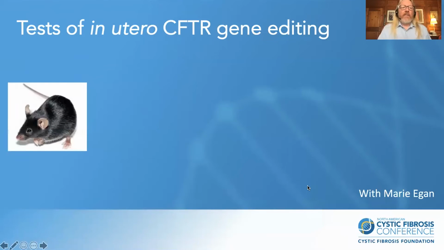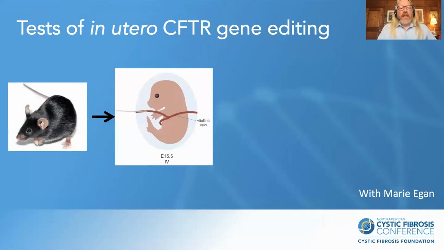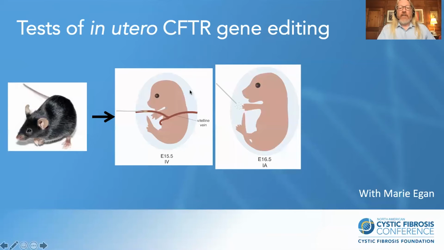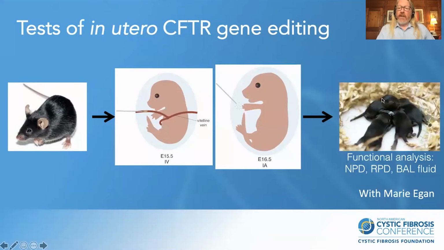So based on this, we decided to test the possibility of in utero gene editing in the delta 508 mouse. The idea here was to inject nanoparticles intravenously at gestational day E15.5, as shown here, or to inject them intraamniotically at gestational day 16.5, which is after the fetus has started breathing the amniotic fluid. And then we would test the mice after they were born for nasal potential differences, rectal potential differences, and other functional attributes.